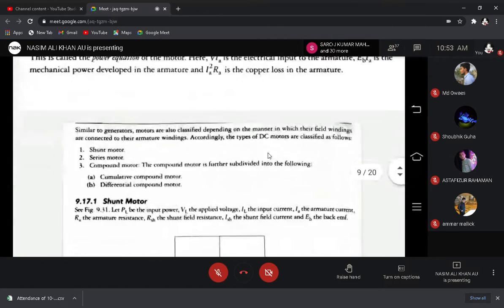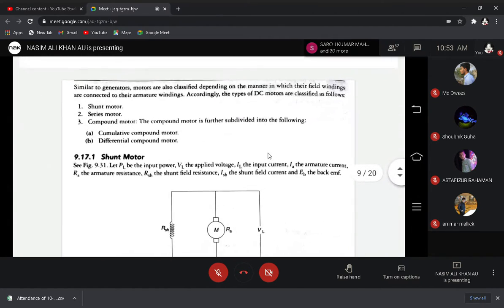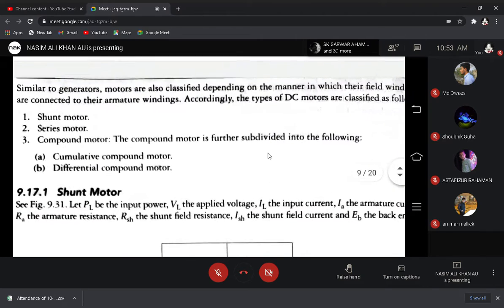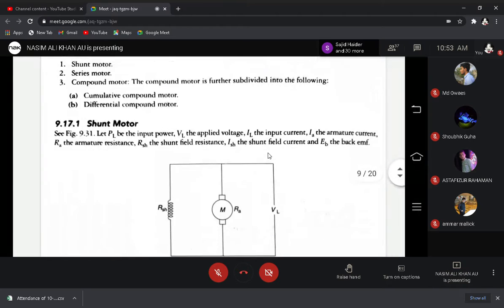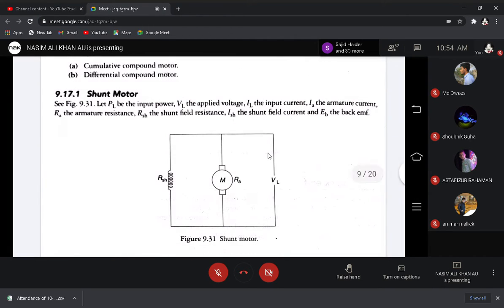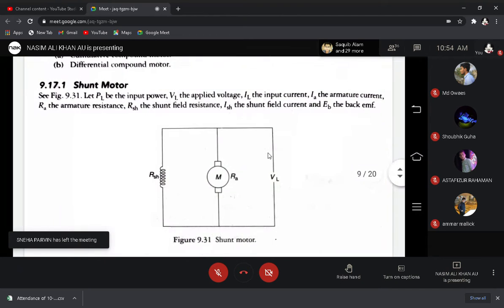Now come to the other thing. In a similar way, we can find the different classifications of the motor: shunt motor, series motor, and compound motor. The compound motor is also connected in two ways, cumulative and differential. Now this is the shunt motor. This is the diagram, you can see how to draw it. The middle portion is the armature resistance RA, and RSH is connected in parallel. This is the pictorial diagram of the shunt motor.